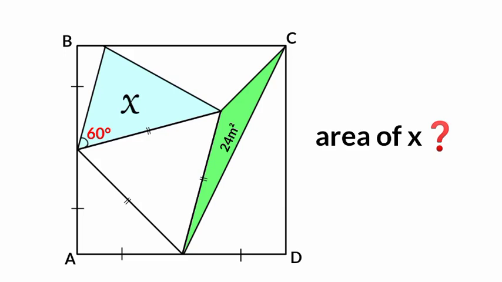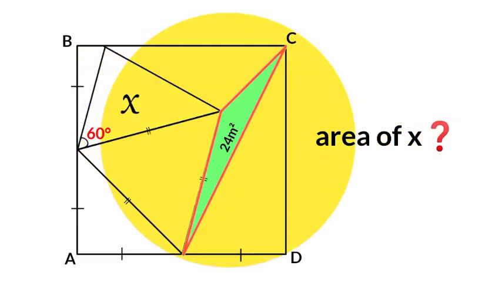Hello, good day friends. In this question, we are to calculate the area of X. That is this triangle here. We have the area of this triangle to be 24 meters squared.